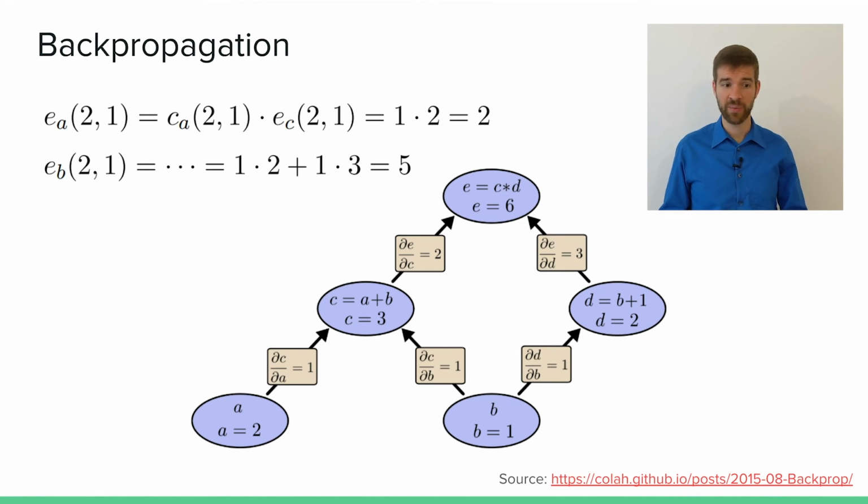And we can do the same thing for b. In our case, for b, we now have two branches that we have to follow. So it's 2 and 3 multiplied by 1, going through the partial derivative of c with respect to b and d with respect to b, which gives us the final result of 5. That is backpropagation. That's the entire magic.